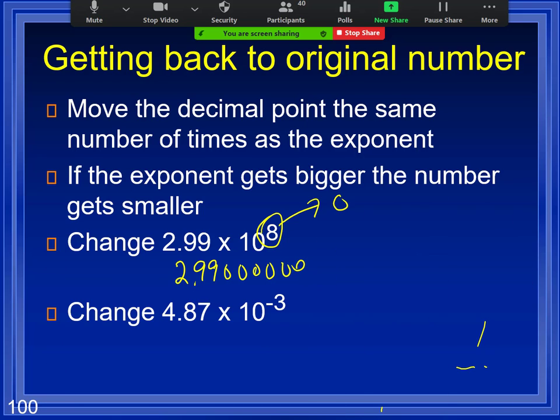And 4.87 times 10 to the minus 3rd. So I got to move the decimal point 3 times. And I'm going from negative 3 to 0. Going from negative 3 to 0 is a positive change. It's getting bigger. So I have to make the number smaller. 1, 2, 3, so I get 0.00487. Get rid of that decimal point because I got rid of those.